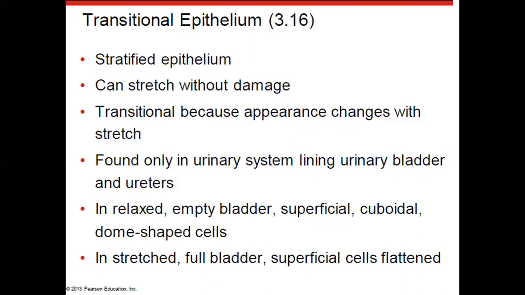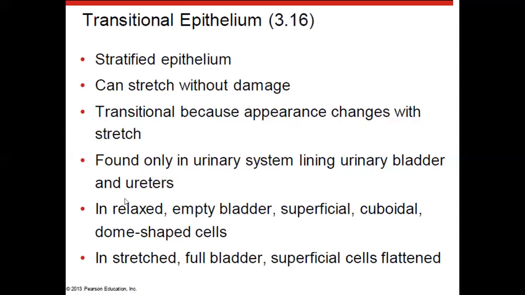So it transitions from a cell that looks more like a cuboidal cell to a cell that looks more like a squamous cell. So this doesn't have one shape, like a squamous, a cuboidal, or a columnar cell. It actually changes shape. So it's called transitional epithelium. And it's found only in the urinary system. It lines the inner part of the urinary bladder and the ureters. These ureters are tubes that run from the kidney and transport urine from the kidney to the bladder. The only two areas in the body where you can find this epithelium is lining these two structures, the bladder and the ureters.